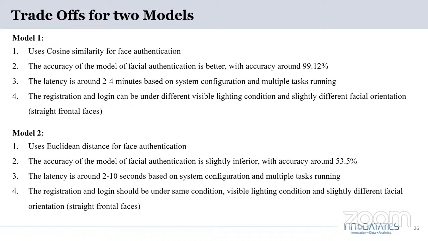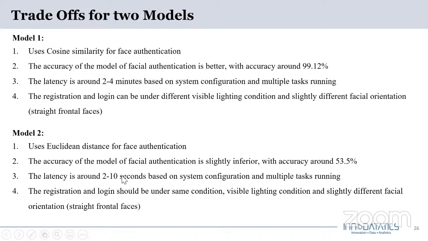Model 2 uses Euclidean distance, which is basically the distance of the landmarks identified from the registration, and while trying to log in, it maps the landmarks, and it is basically the distance. And if it is matched, then the facial authentication model does the facial authentication and grants access. The accuracy of this model is slightly inferior to model 1, at around 53.5%, and the latency is around 2 to 10 seconds. The response time is based on the system configuration and multiple tasks running in the system.